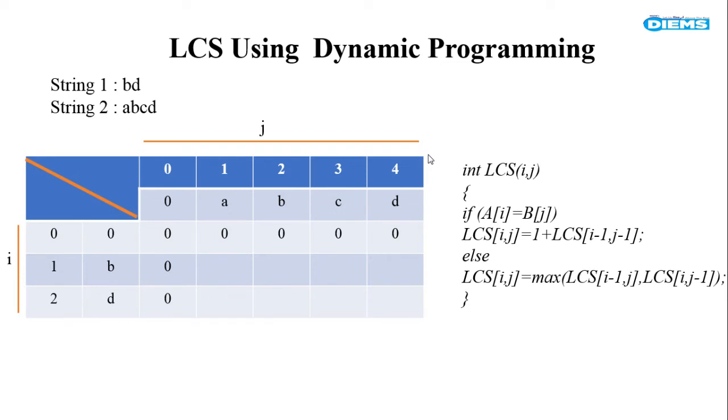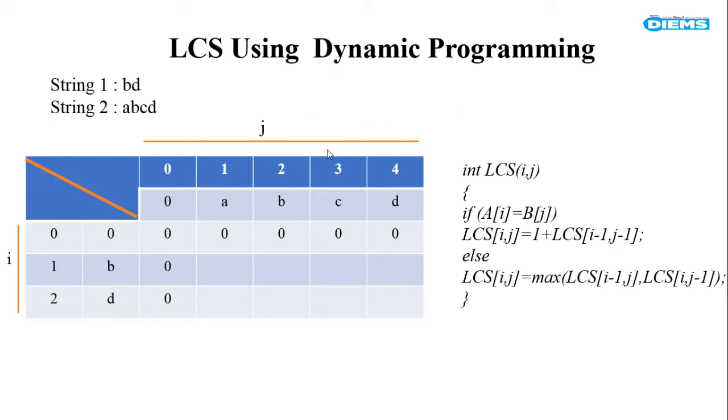Now see, the very first thing is you will compare this B with A. The B character from the first string will be compared with the first character of the second string, that is A. Are B and A matching? No. So the condition A[i] equal to B[j] is false, and it will come to the else part. What is the else part? It means you are going to choose the maximum of LCS(i-1, j) and LCS(i, j-1).